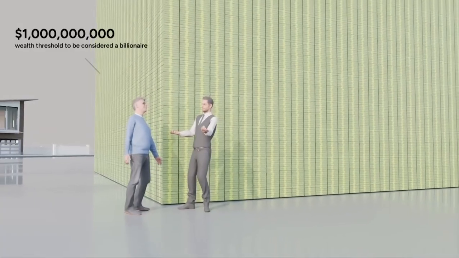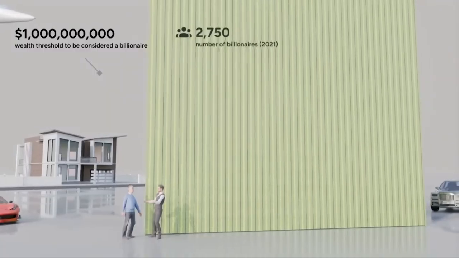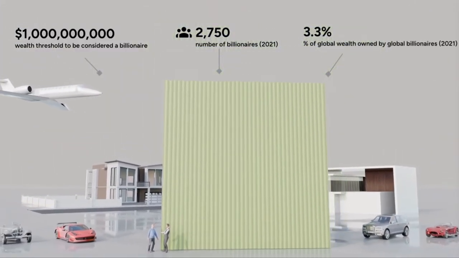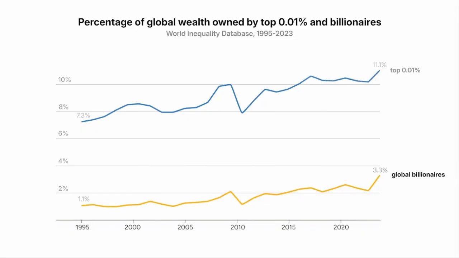If your wealth is at least $1 billion, then you're considered a billionaire. There are roughly 3,000 billionaires in the world, and they own 3% of the world's wealth. Over the years, the wealth of global billionaires has gone up, and the same is true for the people in the previous tier. But one billionaire takes the number one position on Forbes.